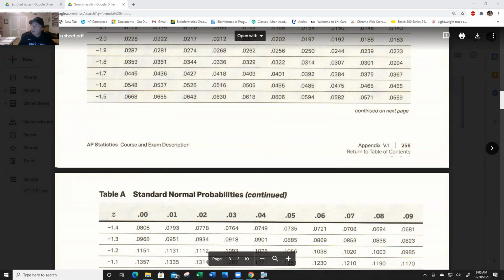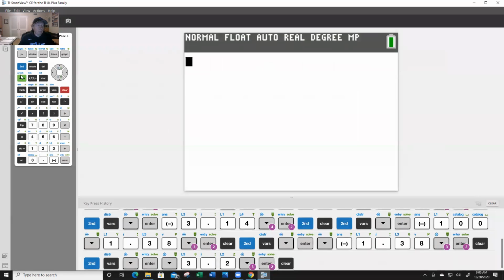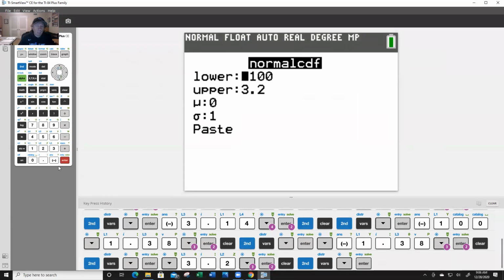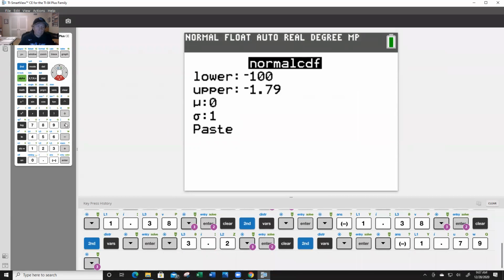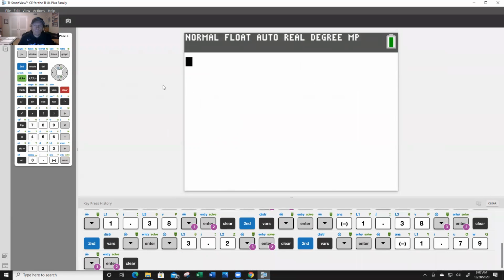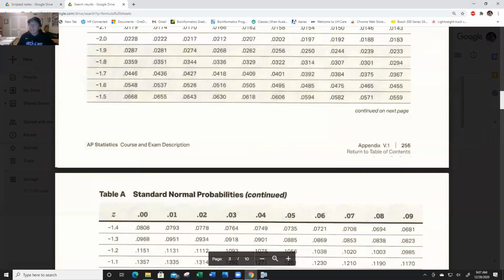All right, the other way to do that, of course, is on your calculator. I'm not doing this a lot. You probably got the hang of it already. So second distribution and CDF, it's the area below. So I negative 100 and what do we got? Negative 1.79. Okay. 0.0367. Sound good? Okay. All right, fantastic.